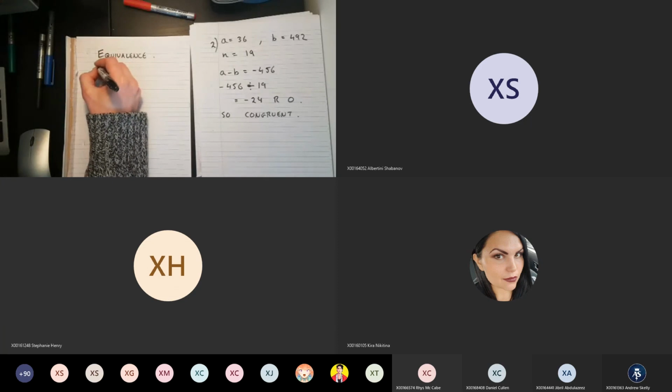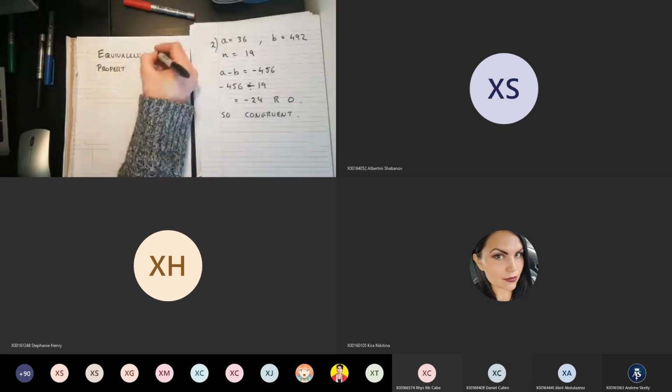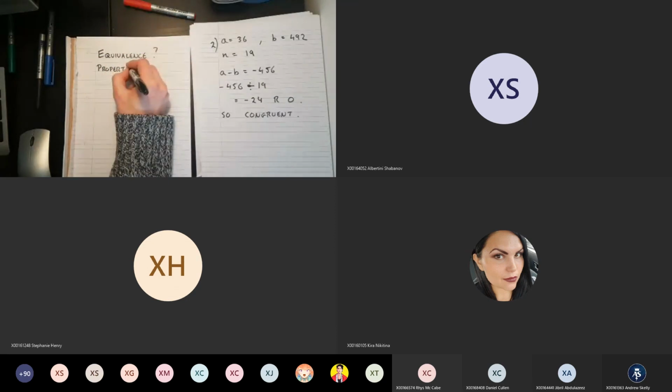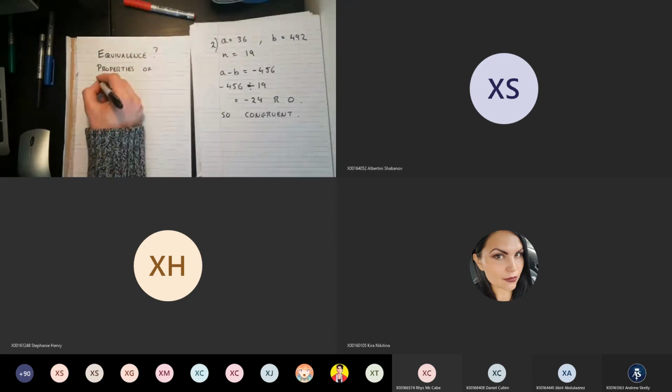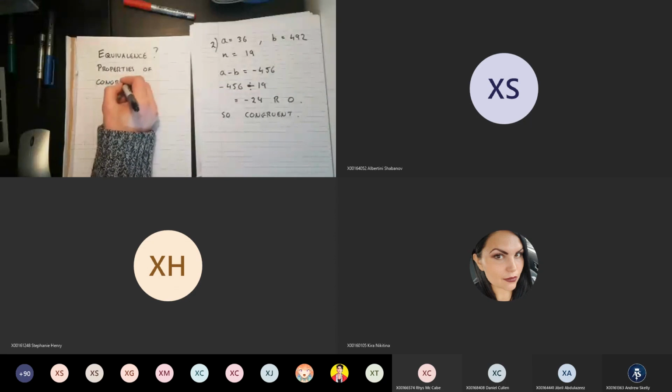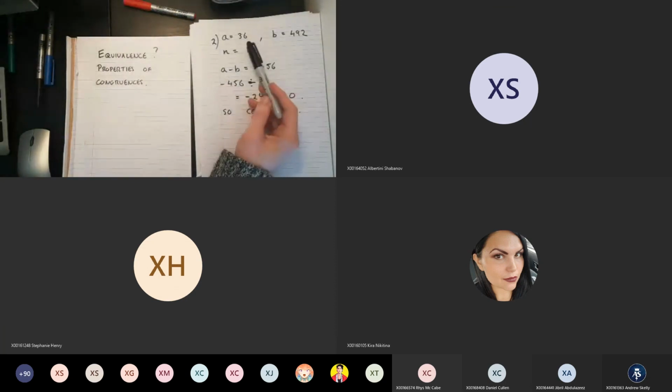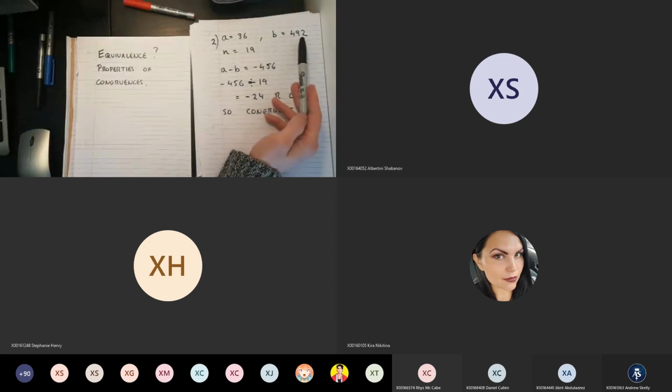So what is an equivalence? Well, let's look at properties of congruences. And the properties of congruences are not the same as equality. For example, I just showed in the previous section that 36 was equivalent or congruent to 492 in a system mod 19.